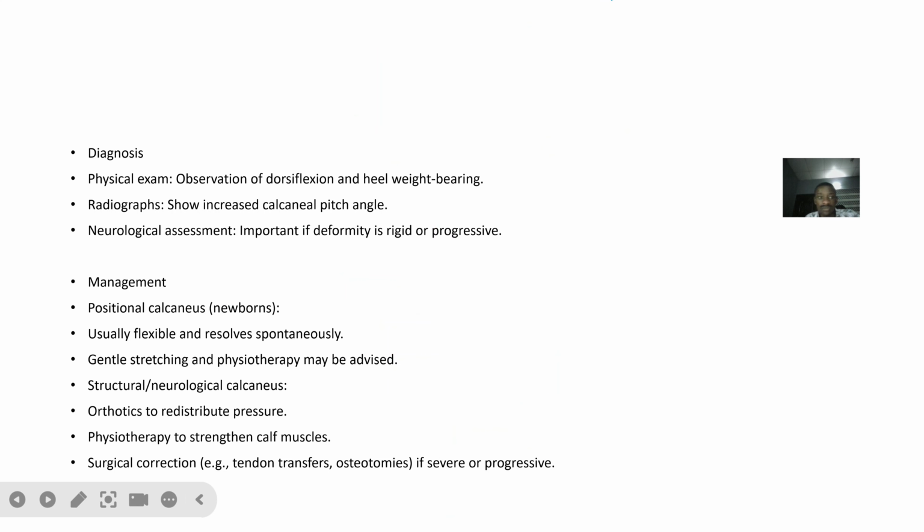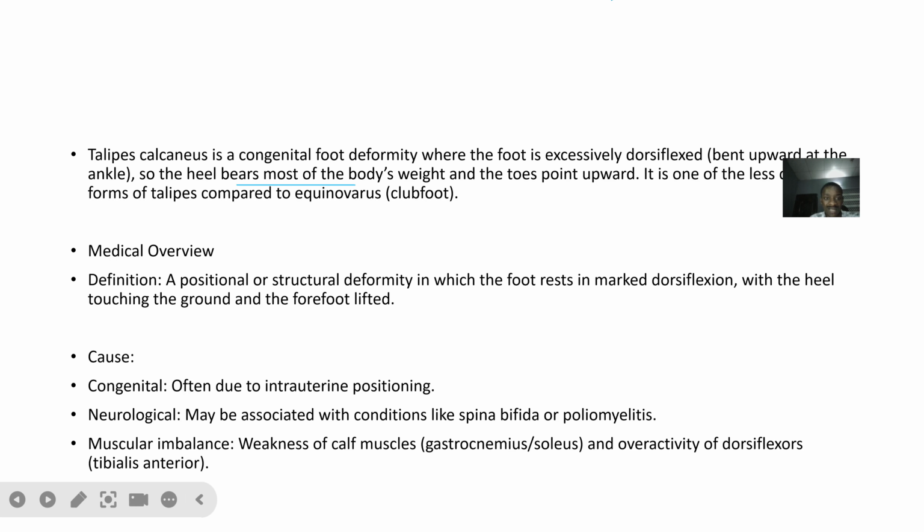Okay, focus. All right. So what's happening is a positional or structural deformity of the foot, and there is a lot of dorsiflexion. Do you understand? So the heel is touching the ground, but your foot is lifted up.